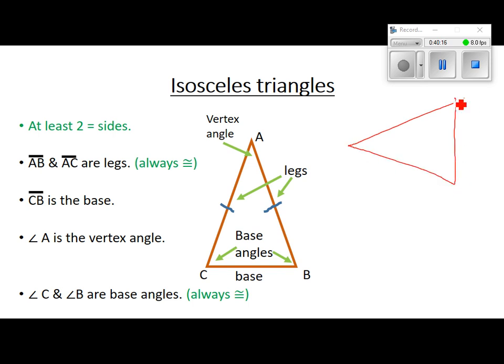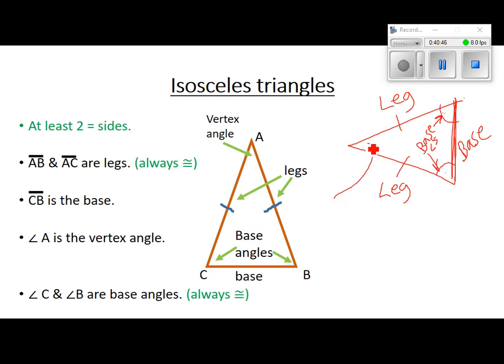You gotta know the parts of an isosceles triangle. The two congruent sides are called the what? Legs. So that's a leg, that's a leg. The third side is called the base. The two angles that surround the base are called the what? Base angles. What do you always know about the base angles? They're congruent. They always have to be congruent to each other.